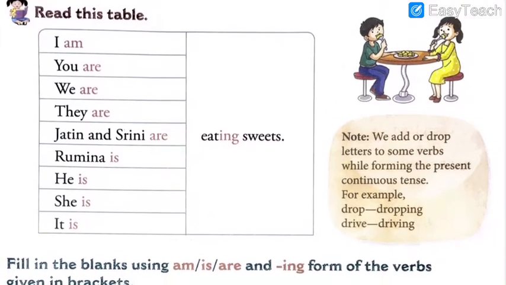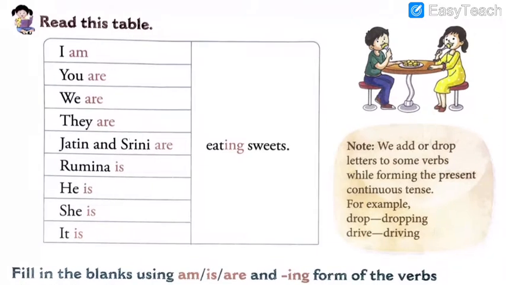Now this is a table we have to read, that where is am used, where is are used, and where is is used, because is, am, are are used in different places. So this is what we should know. With what can we use am, is, are? So here that table clearly shows with what can we use am, is, are.